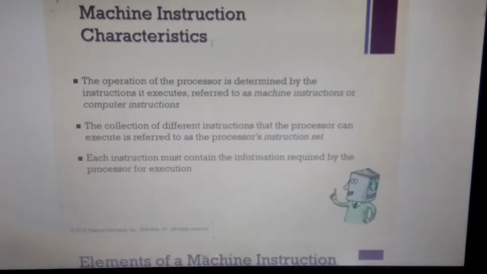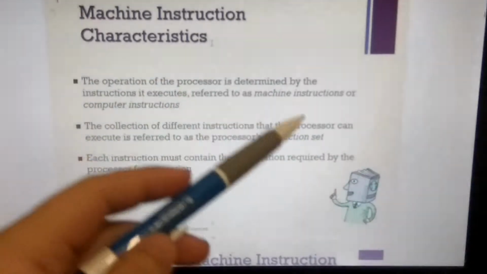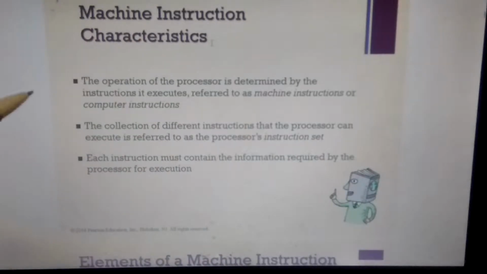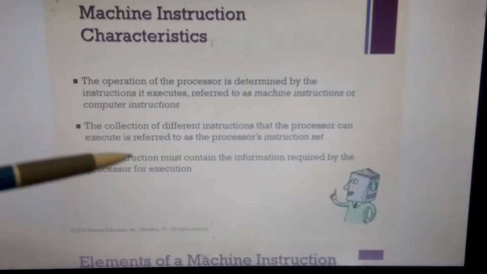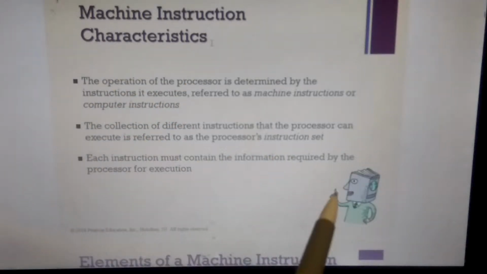And the collection of different instructions that the processor can execute is referred to as the processor's instruction set. Therefore, each instruction must contain the information required by the processor for the execution.